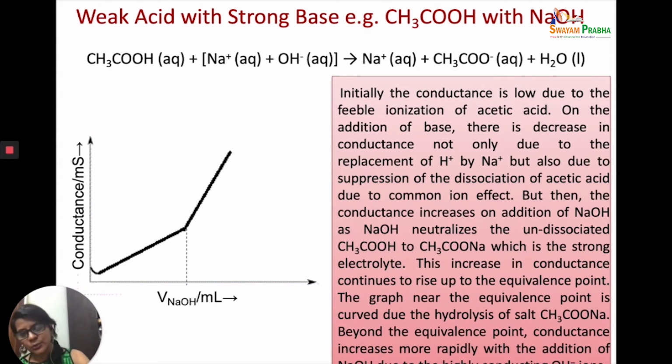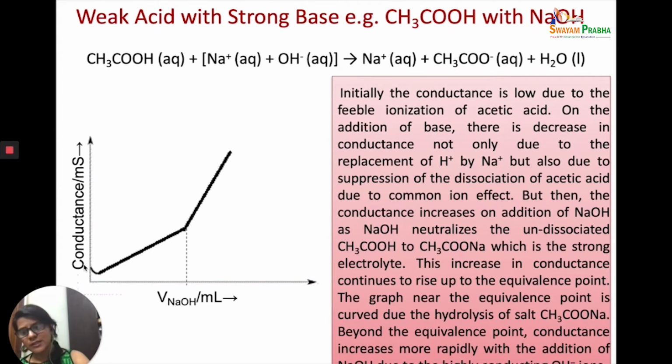But if you continue to add NaOH to it, more and more of the acetic acid continues to get neutralized to form sodium acetate, which is a strong electrolyte, and therefore there is an increase in the value of conductance. And this happens till you reach the equivalence point. After that, there is an increase in the conductance due to the addition of NaOH, because NaOH contains OH minus. OH minus is a very highly mobile conducting ion. Therefore, there is an increase in the value of conductance.